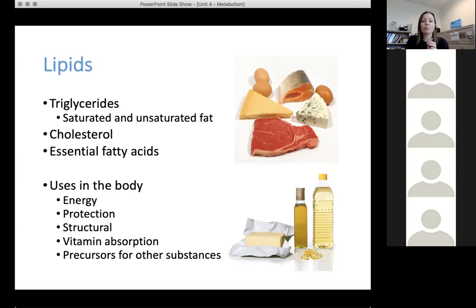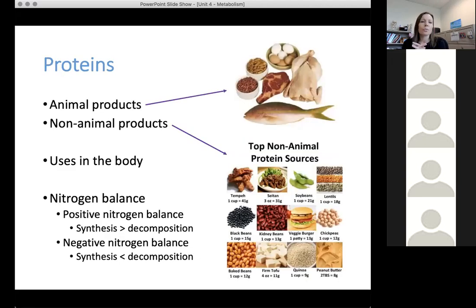Okay, and now proteins. Let me go to the next slide. So proteins can come from animal products and non-animal products. Animal products typically provide the highest quality protein. And when I say a high quality protein, it means that the protein contains a lot of different amino acids. There's 20 different amino acids that exist. So a high quality protein would contain almost all 20 or all 20 different amino acids.